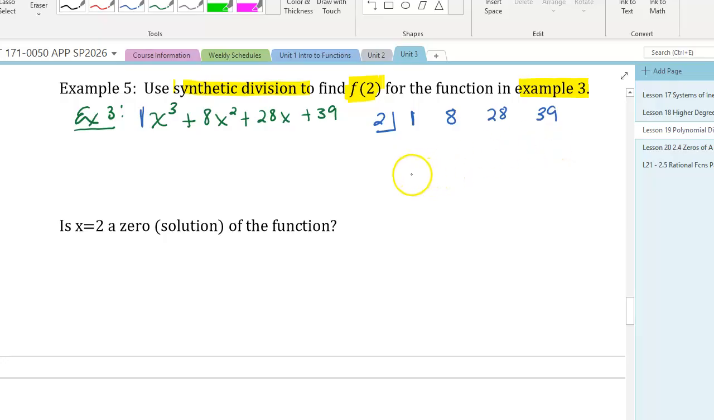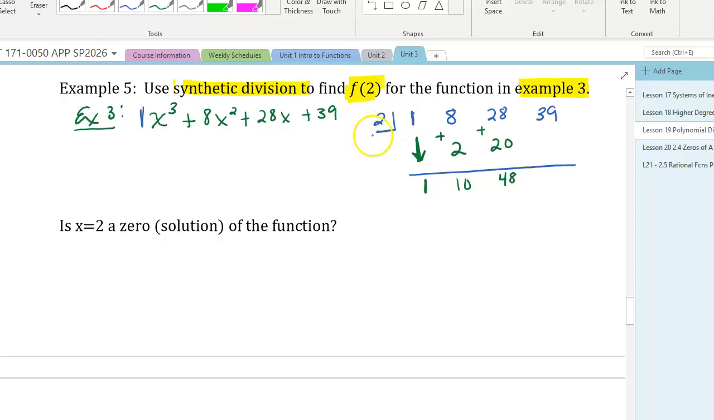Remember, then you skip a line and put your equals bar. And the first thing you do in synthetic division, remember, is bring down. So that's a little different from when we're using long division. Now you start your multiplication. So 2 times 1 gives you 2. Then you add down: 8 plus 2 gives you 10. Then you multiply again. 2 times 10 gives you 20. Then you add down: 28 plus 20 is 48.